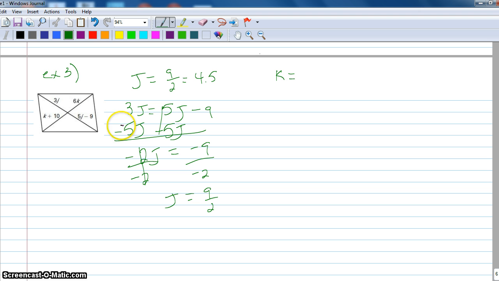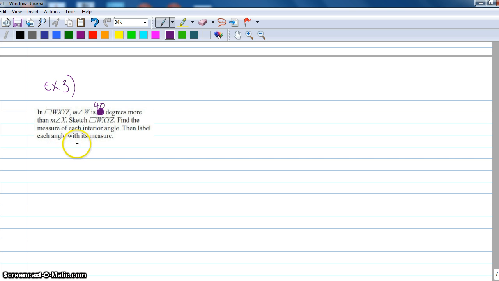K. K is right here on this diagonal. You follow it, and it's right here, the next part. They're on the same diagonal, which means they are equal. So k plus 10 is equal to 6k. There's a 1 there, if you need to put it there. Subtract the 1k. 10 is equal to 6 minus 1, which is 5. Divide by 5, and k is 2.